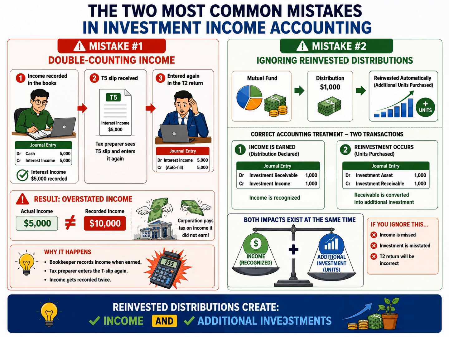Remember this important rule: reinvested distributions create two things at the same time: investment income, and additional investments. Understanding these two common mistakes will help you avoid some of the most frequent errors encountered in corporate investment accounting and ensure that the financial statements and T2 return are prepared accurately.